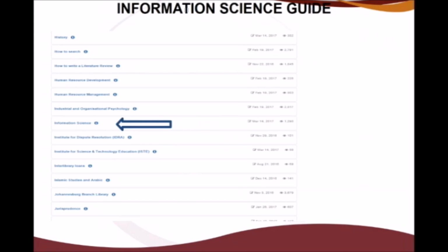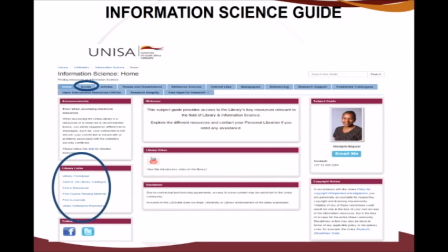Any subject area that you are registered in will appear under this alphabetical list. Then you click on your own subject area, psychology, education, whatever, and you land on a page like this one. All of the guides are the same. On the landing page, you'll find the name of the subject person that deals with this particular subject area. There's my name. If you are in information science and want to communicate with me, you just click on the link for email and tell me what you are looking for, or you can phone at this number.